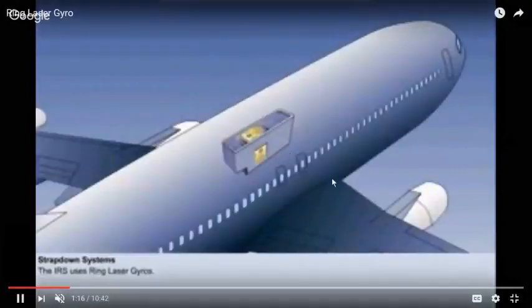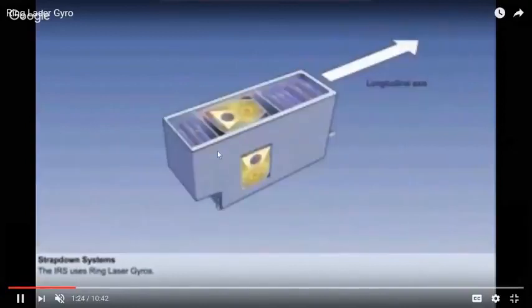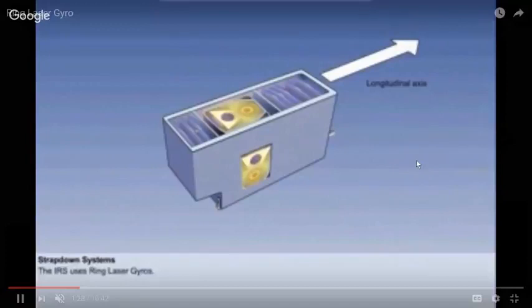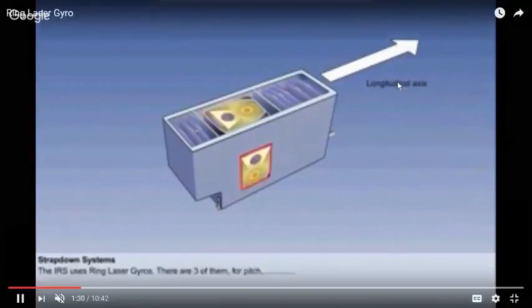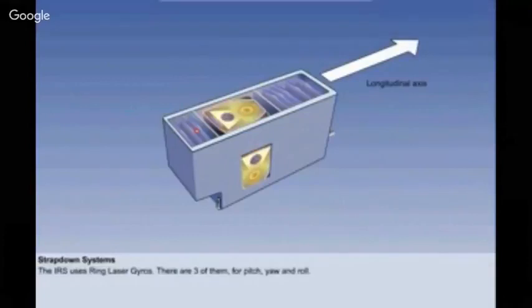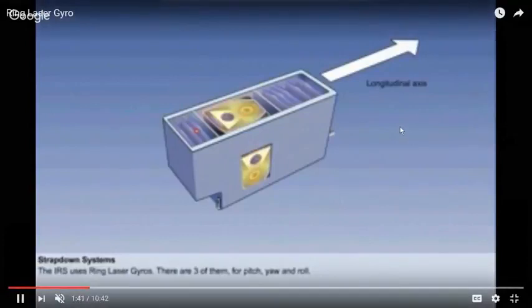Okay, so this is the strap-down system, and the Sagnac system, or the ring laser gyro, is basically in a box, and they are set at 3 different axes. One is for pitch, one is for yaw, and one is for roll, and they all work precisely the same way. Okay, so where am I going with this?